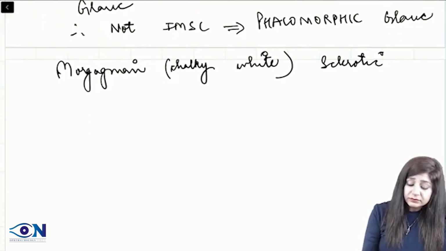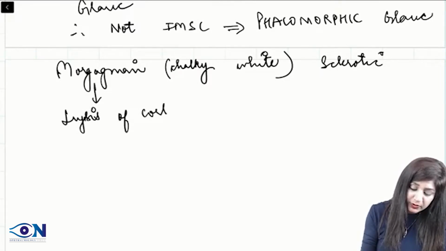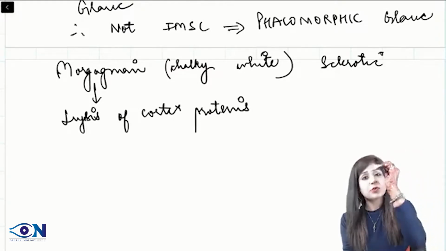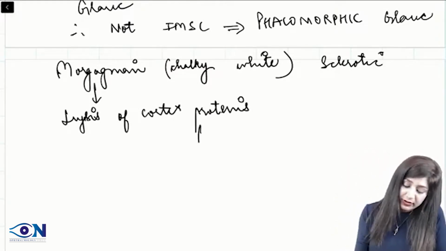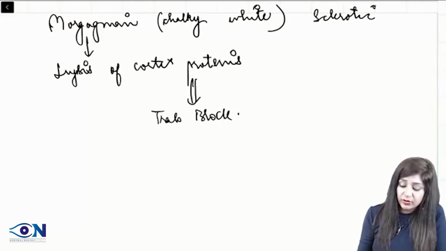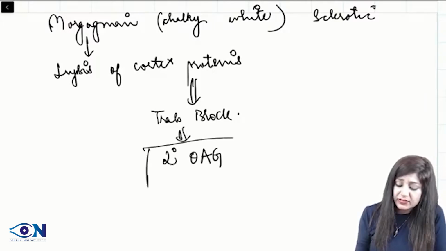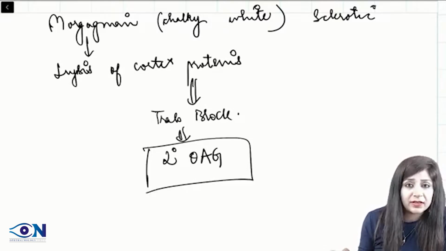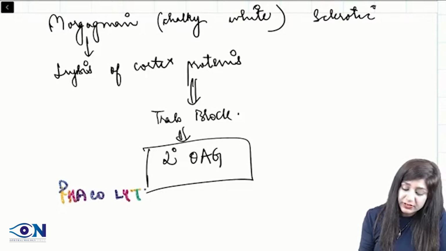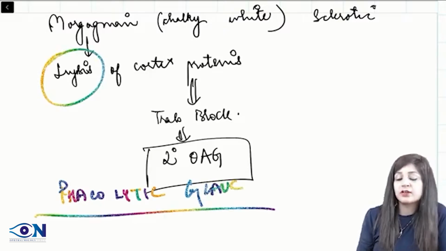In the Morgagnian, we have the lysis of the cortex proteins. Here we have the lysis of the cortex proteins. Due to the lysis, nucleus will settle at the bottom and these cortex proteins will cause the trabecular blockade. Now once they have got the trabecular blockade, it will cause the open angle glaucoma, secondary open angle glaucoma, and secondary open angle glaucoma means there will be deep anterior chamber. This glaucoma is called as the phacolytic because it is due to the lysis of the cortex proteins. Therefore, this glaucoma is called as phacolytic glaucoma.